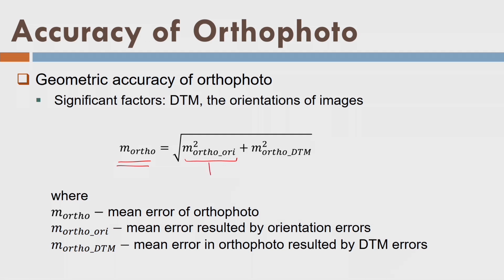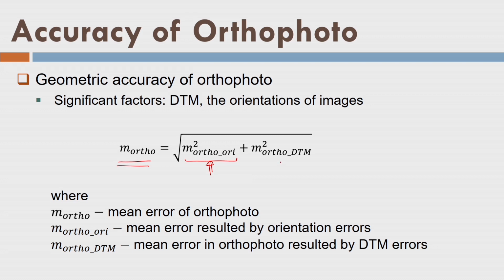So, this error is basically resulted by the orientation of the image, because we are bringing the image and making it parallel to the DEM. So, basically we are registering the image onto the DEM, and that change in the orientation of the image itself creates this error. So, this is a kind of numerical error, and that has to be estimated experimentally or by some numerical process.